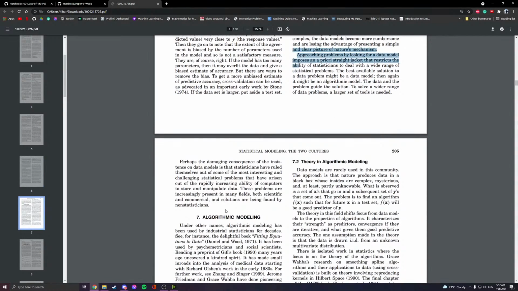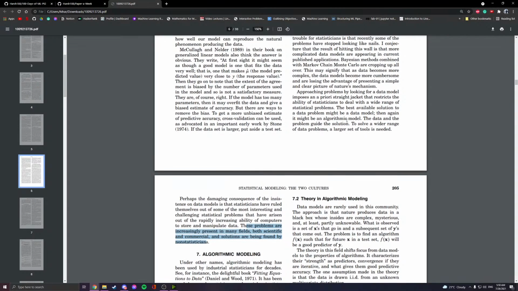I guess the author is trying to say that all of these statisticians have ruled themselves out of the most interesting challenges in statistical problems that have arisen today. That basically means they're not really focusing on developing ML models or deep learning models. They're just analyzing the data sets. And these problems are now being solved by non-statisticians, because they're just using these concepts of ML on any sort of problem that seems fit.